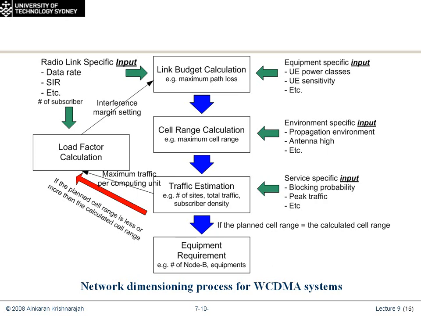So some of the inputs to each of these steps are, if we take the top right here, the equipment specific parts, or the inputs for the link budget calculation, is, for example, the UE power class. All that really means is what type of terminal or user equipment do we have?